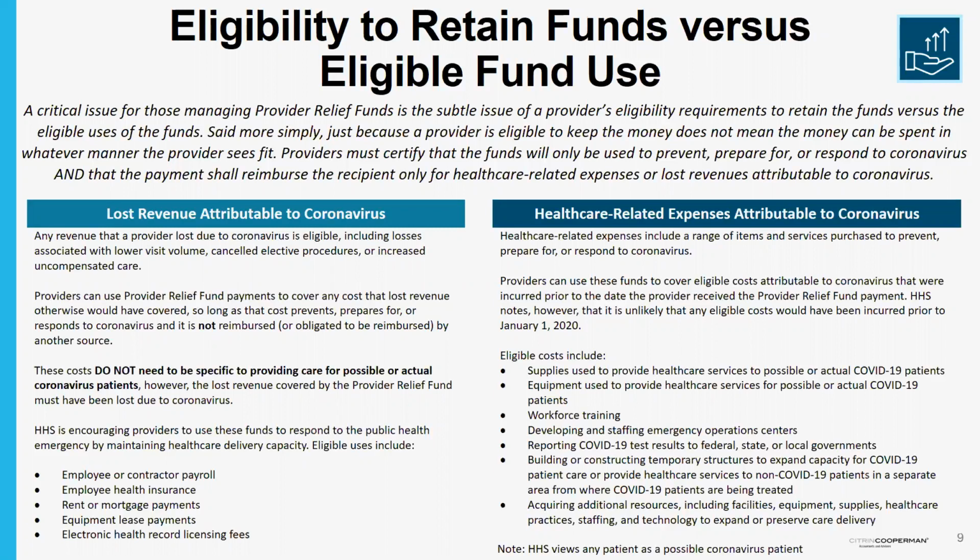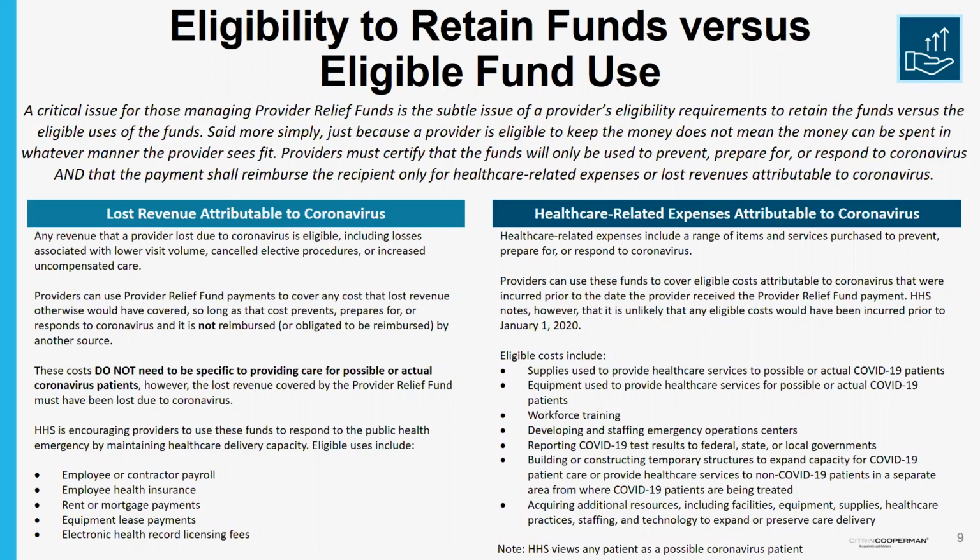One of the key issues is to make sure you're taking into account the other funds that have been received, and that the Provider Relief Funds are not being used to cover something that has already been covered by another form of funding from the CARES Act. And these costs do not need to be specific to providing care for possible or actual coronavirus patients. However, the lost revenue covered by the Provider Relief Fund must have been lost due to coronavirus.